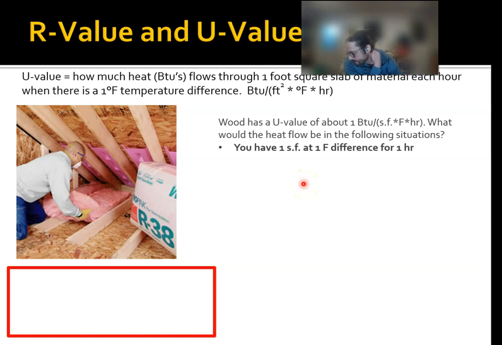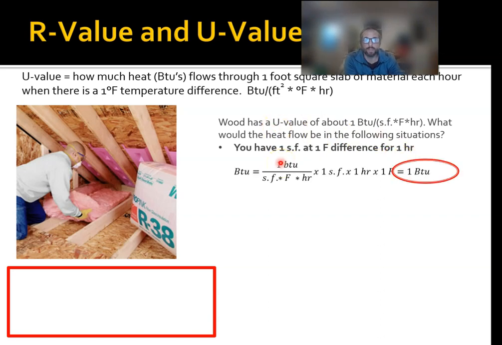So remember, the U value is how much heat flows through a 1 square foot slab of material each hour when there's a 1 degree temperature difference. So if I have a U value of 1 and it's 1 square foot, 1 degree Fahrenheit in 1 hour, if you think about it, that should be 1 BTU of heat loss, right? Because it's how many BTUs travel through 1 square foot with 1 degree temperature difference for 1 hour, right? So that's going to be 1 BTU because it has a U of 1.